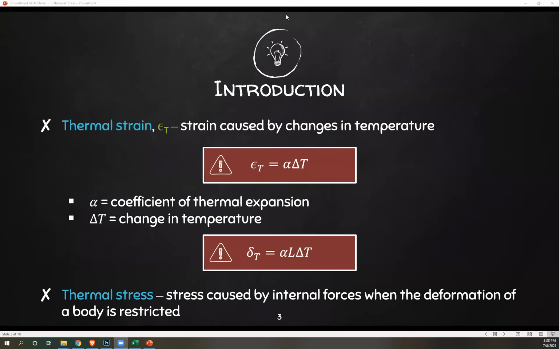And again, when there's strain, there's stress, and vice versa. Thermal stress is the stress caused by internal forces when the deformation of a body is restricted. So later on, you'll see in the examples what we mean by restricted. Okay, so just keep that in mind for now.